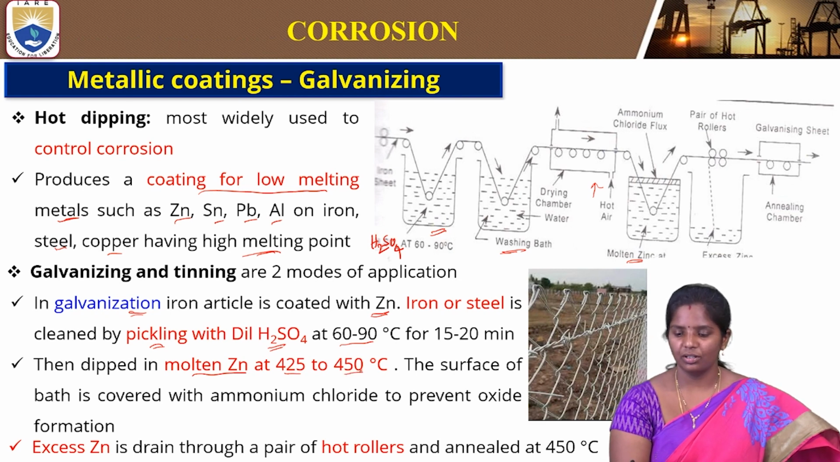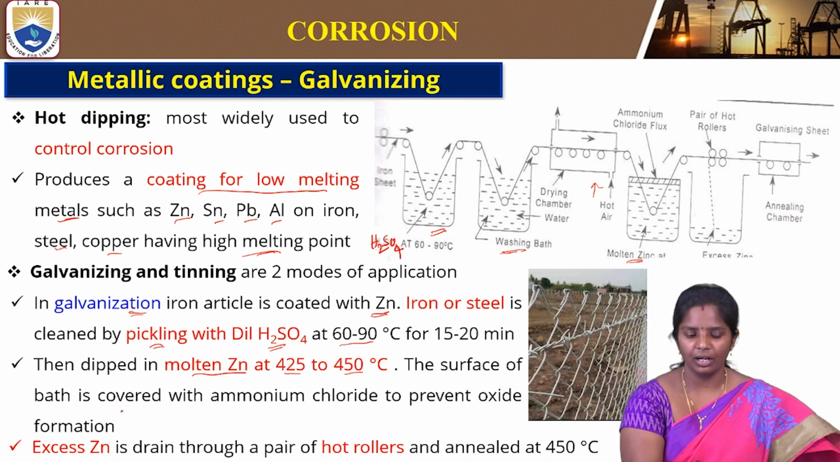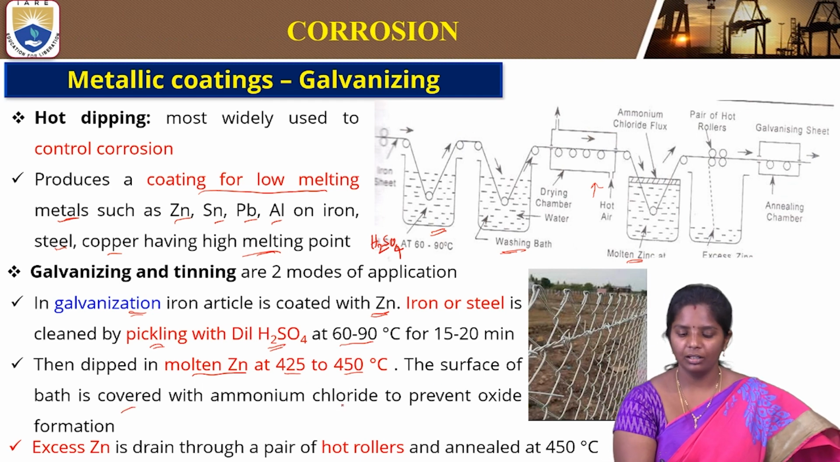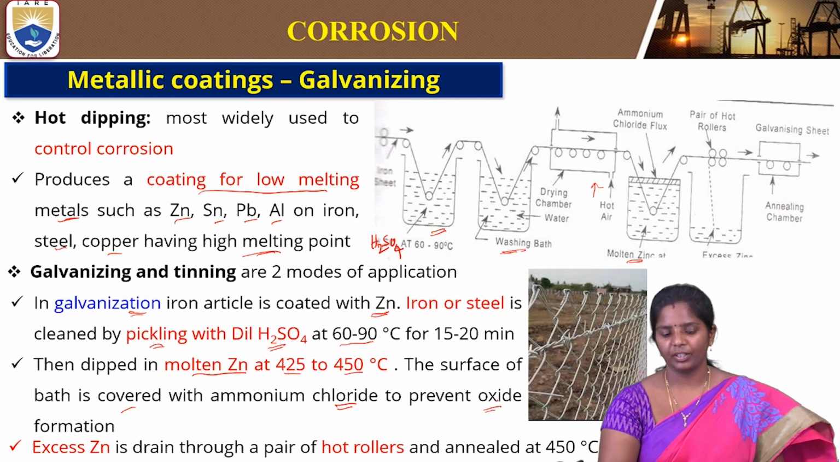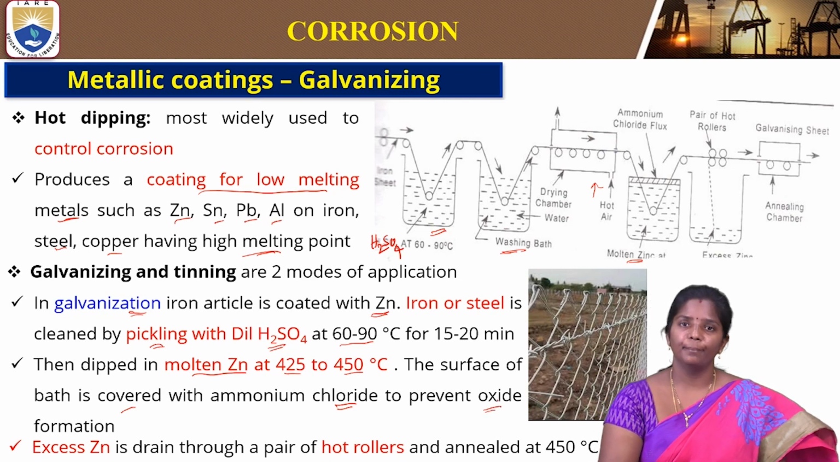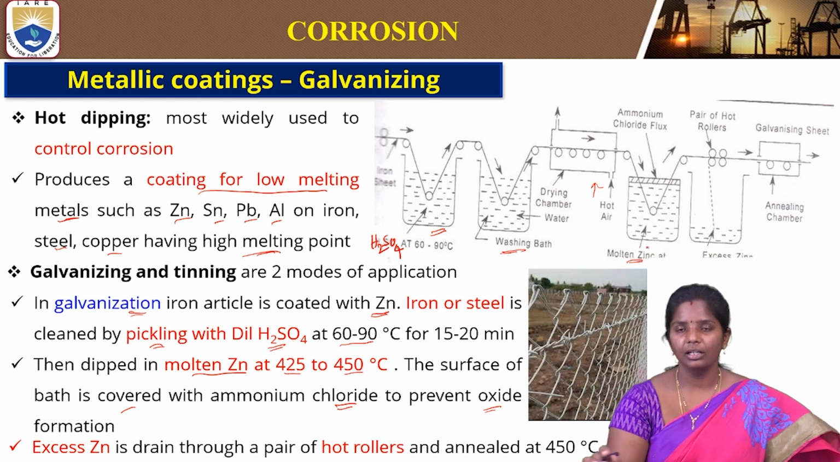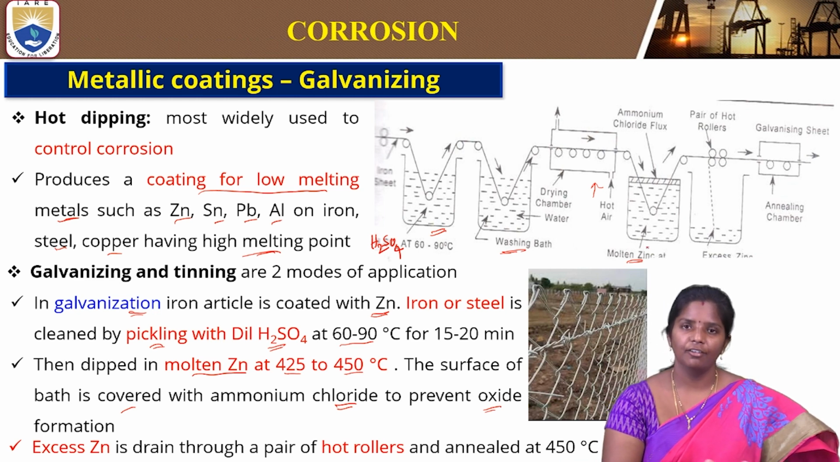At this temperature, the surface of the metal will get coated with the zinc. The surface of the bath is covered with ammonium chloride to prevent oxide formation. Why are we using ammonium chloride? Because the bath will be covered with ammonium chloride, so that the zinc will not undergo oxidation by trapping oxygen from the atmosphere. So that is also a very important step to be considered.